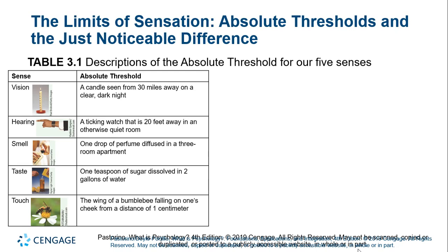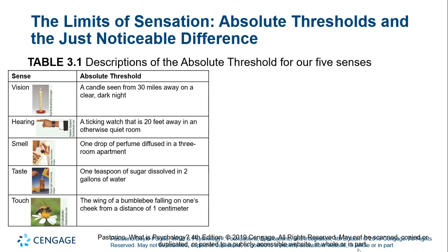Our smell is pretty good. In fact, it's not as great as, say, dogs, but it's actually pretty good. The average human can smell one drop of perfume diffused within 3 separate rooms. Taste, the average person can taste the sweetness of 1 teaspoon of sugar dissolved in about 2 gallons of water.